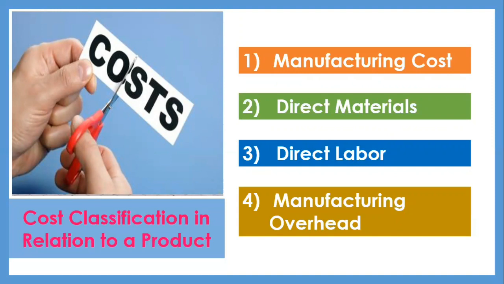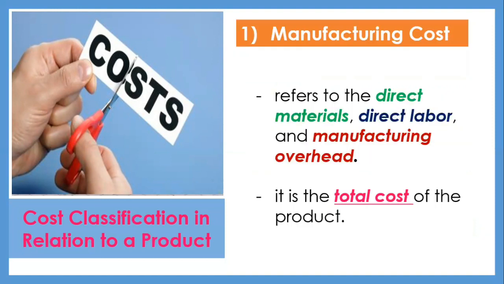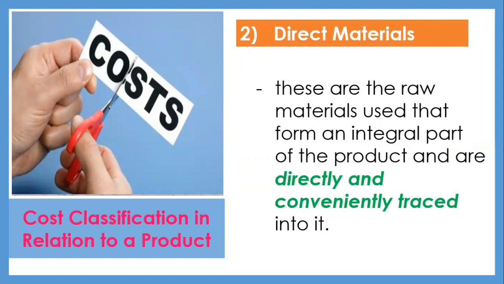Now, in order for us to better understand each of them, let us discuss them one by one, starting with manufacturing cost. Manufacturing cost refers to the direct materials, direct labor, and manufacturing overhead. So this is the total cost of the product, and therefore the formula for getting manufacturing cost would be manufacturing cost equals direct materials plus direct labor plus manufacturing overhead. On the other hand, direct materials are the raw materials used that form an integral part of the product and are directly and conveniently traced into it.